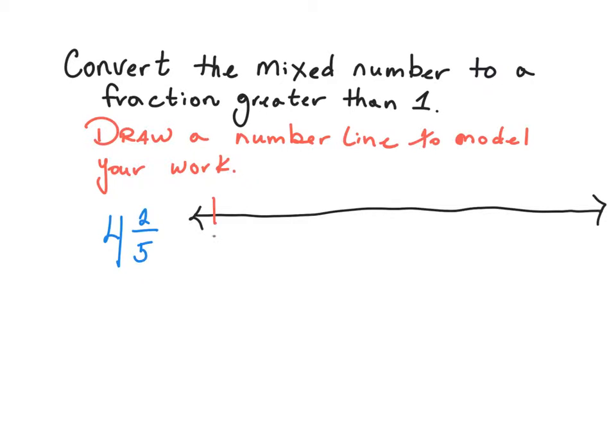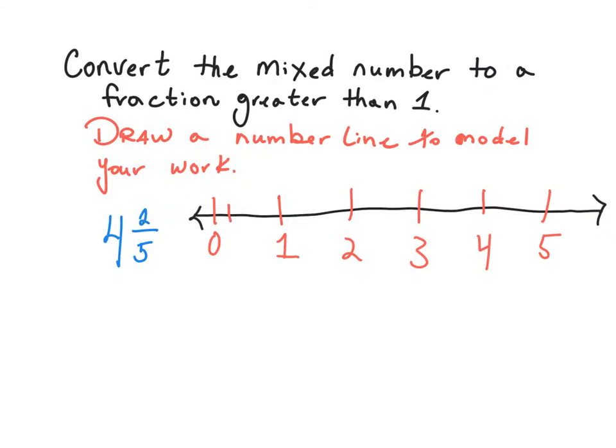So let's place our wholes first. So we have 0, we have 1, we have a 2, we have a 3, we have a 4, and we have a 5. Because we have to put the 5 here, because in our mixed fraction we have a fraction after the whole, so we're going to be around here somewhere when we place this on our number line.